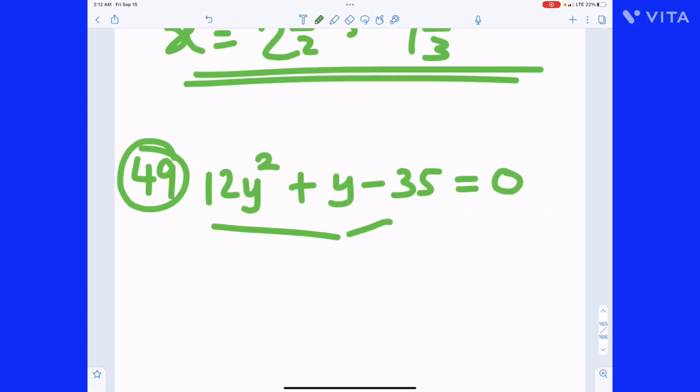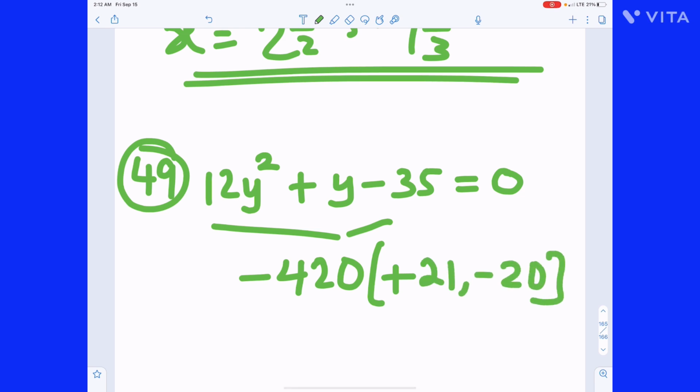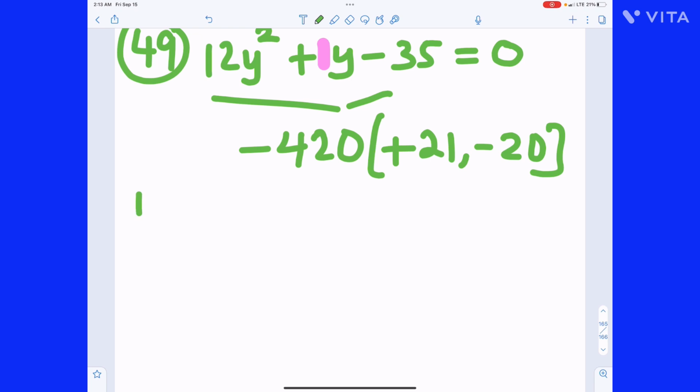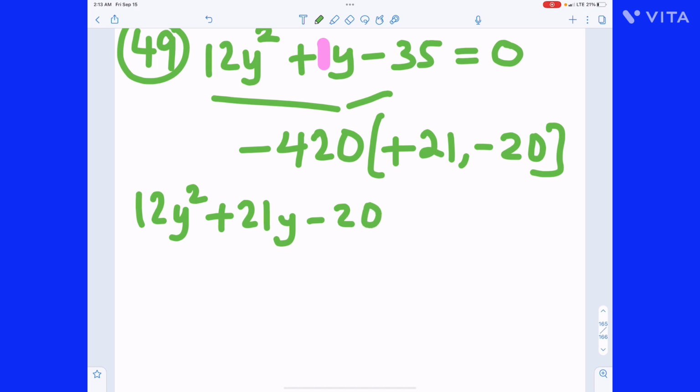So I'm to do 12 times minus 35. That's supposed to be minus 420. Two numbers that we add to give plus 1 and multiply to give minus 420, because there's a 1 here, are plus 21 and minus 20. So I'm supposed to write 12y squared plus 21y minus 20y minus 35 is 0.